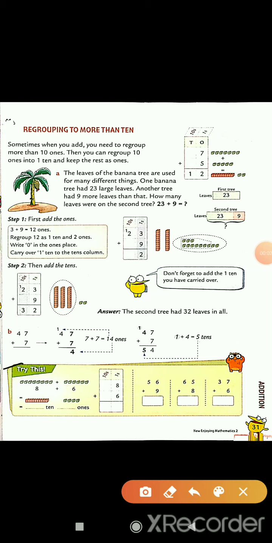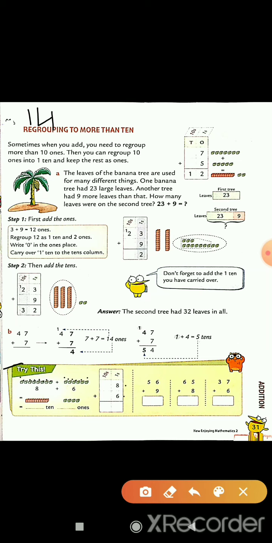Try this. 8 plus 6. At the place of ones, 8 and 6 are there. So we need to count them together. 1, 2, 3, 4, 5, 6, 7, 8, 9, 10, 11, 12, 13, 14. The answer is 14. How can we regroup 14?